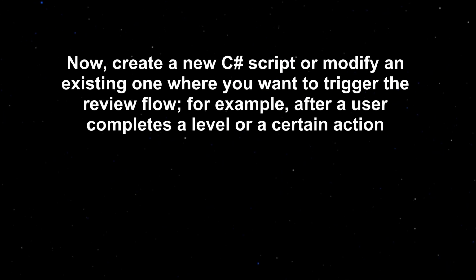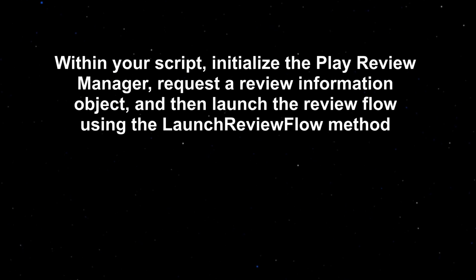Now, create a new C# script or modify an existing one where you want to trigger the review flow. For example, after a user completes a level or a certain action within your script, initialize the Play Review Manager, request a review information object, and then launch the review flow using the launchRevFlow method.